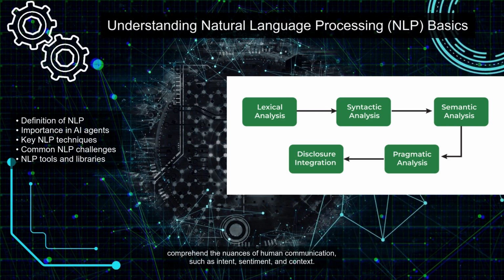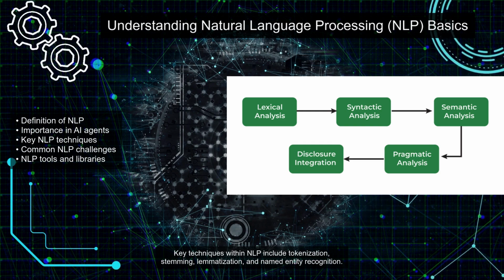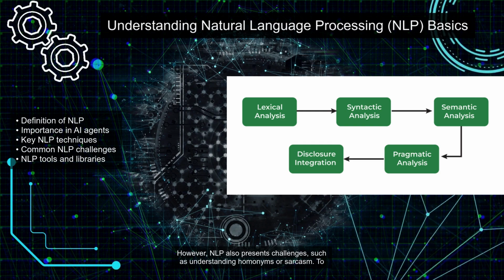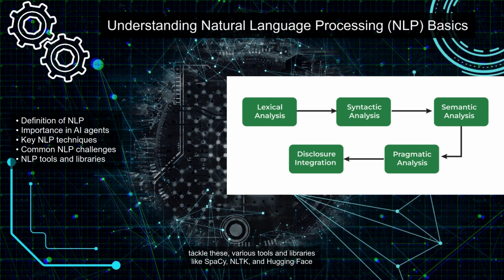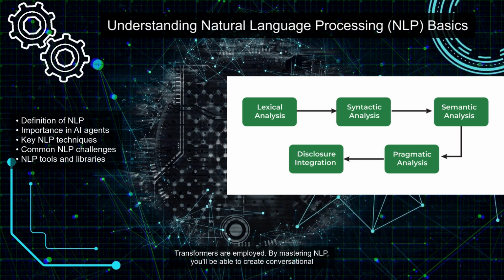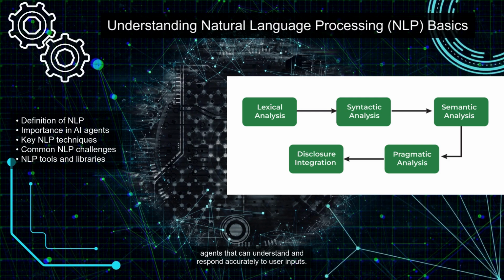Key techniques within NLP include tokenization, stemming, lemmatization, and named entity recognition. However, NLP also presents challenges, such as understanding homonyms or sarcasm. To tackle these, various tools and libraries like spaCy, NLTK, and Hugging Face transformers are employed. By mastering NLP, you'll be able to create conversational agents that can understand and respond accurately to user inputs.